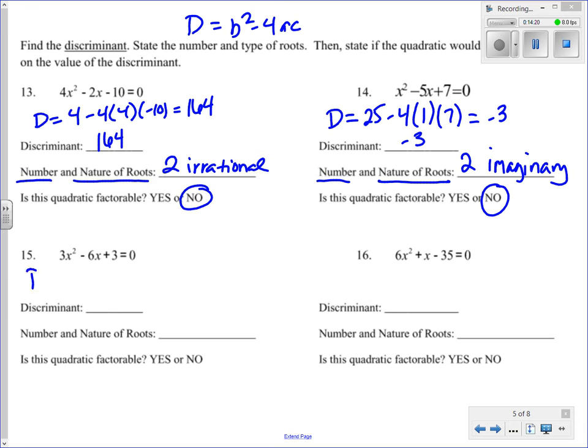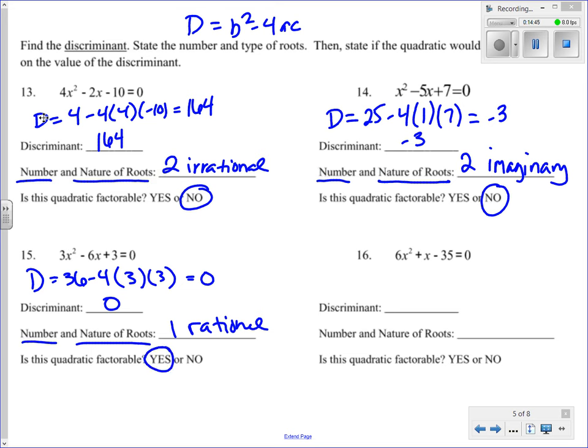For number 15, we're going to do the same process. Find that discriminant. Negative 6 squared is 36 times a times c. If we worked this one out, we would get a discriminant of 0. When we get a discriminant of 0, that tells us we have 1 rational root. When roots are rational, they are absolutely factorable, so that would be yes.